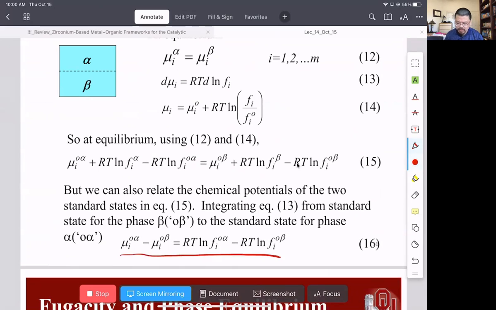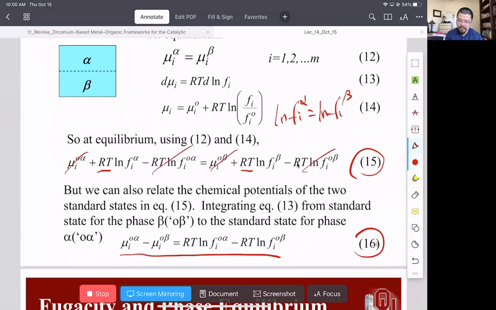And now when you try to combine equation 15 and 16, you are going to get rid of the terms of equation 15. And you realize this RT is exactly the same. So you are going to have log Fi alpha is log Fi beta. So there you are going to have Fi alpha is Fi beta.